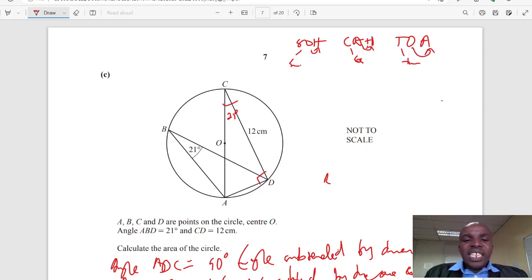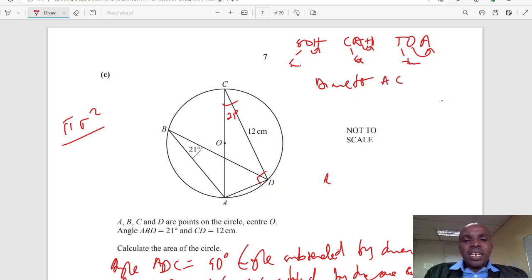So in this case, the side that you want is the diameter, because we want to find the area of the circle. So we must find the radius. If we can find the diameter, we divide by 2, then we have our radius. We can use pi r squared, that's the area of a circle. Pi times radius squared. So diameter AC.